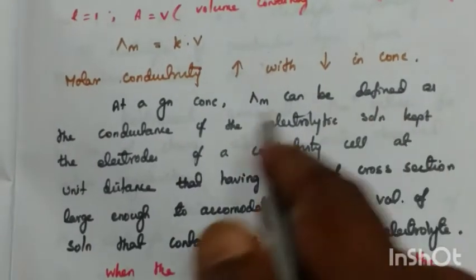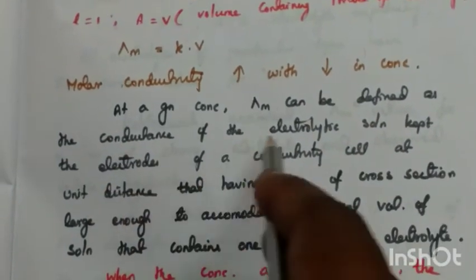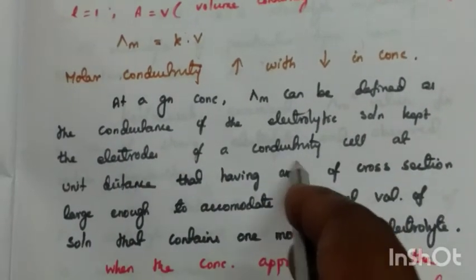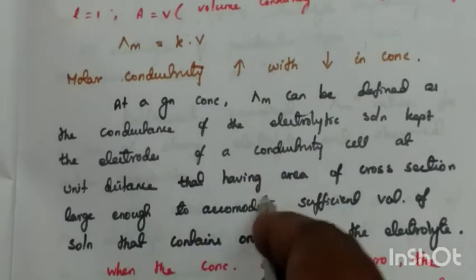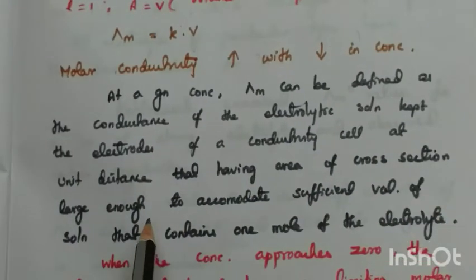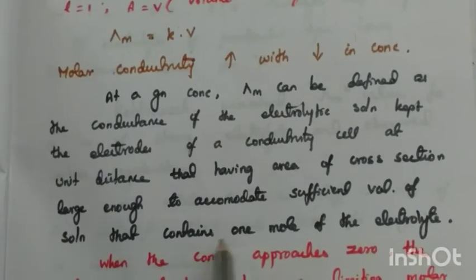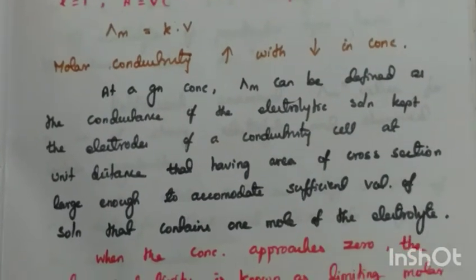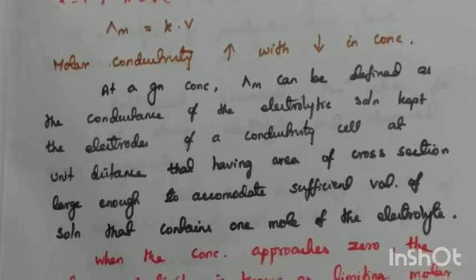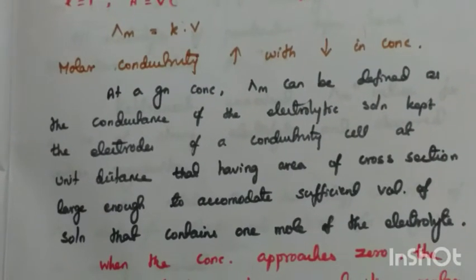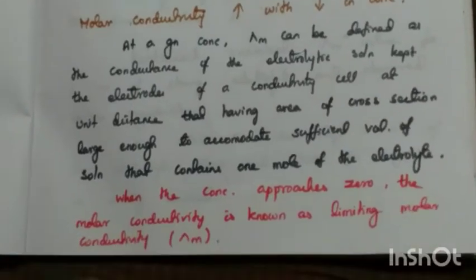Lambda M can be calculated as the conductance of the electrolytic solution kept between the electrodes of the conductivity cell at unit distance, with an area of cross section large enough to accommodate sufficient volume of the solution that contains 1 mole of the electrolyte. We are taking 1 mole of electrolyte, the area of the cross section is large, and the distance is unity, L is equal to 1.